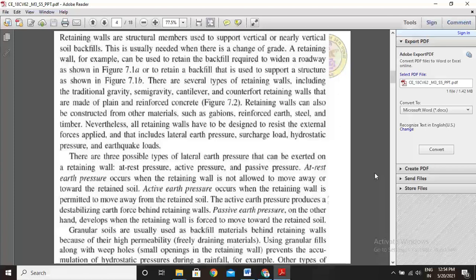Granular soils are usually used as backfill materials behind retaining walls because of their high permeability, that is, they are freely draining materials. Using granular fills along with weep holes, that is small openings in the retaining walls, prevents the accumulation of hydrostatic pressure during rainfall.